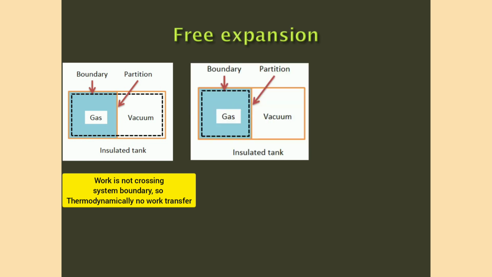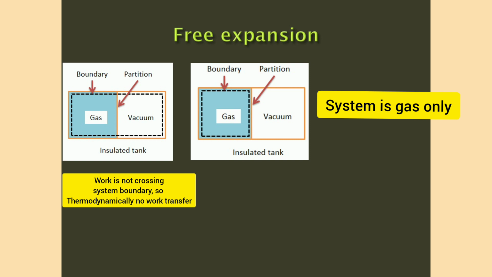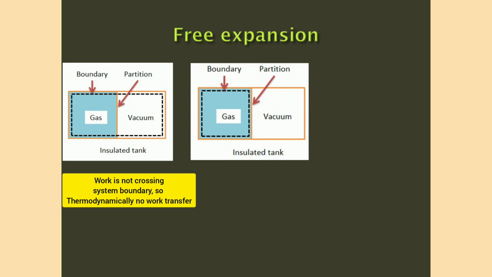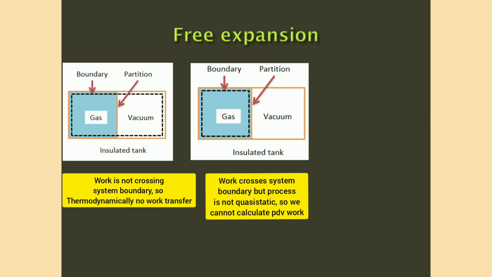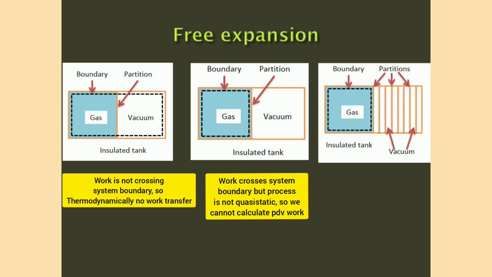Now in the second figure, I considered the gas only as the system. If we remove the partition, work crosses the system boundary and the gas fills the entire volume. Here work crosses the system boundary, but we cannot calculate it as integral PdV because the process is spontaneous and not quasi-static. Now in the third figure, I made the process quasi-static by dividing the second chamber by many partitions with vacuum between them.